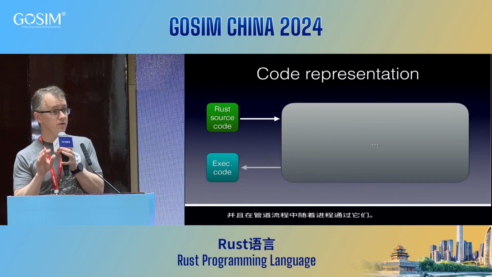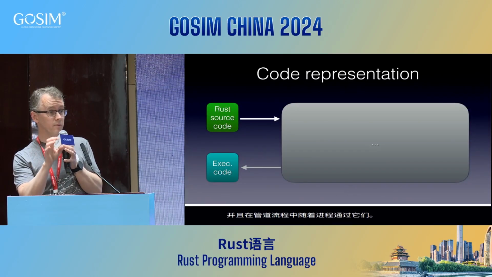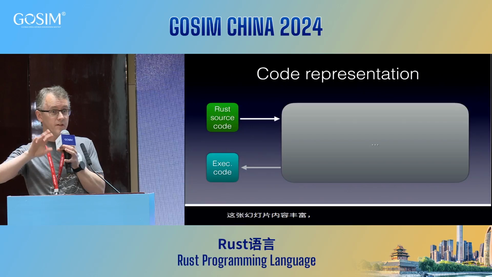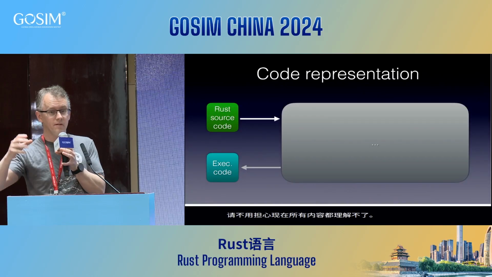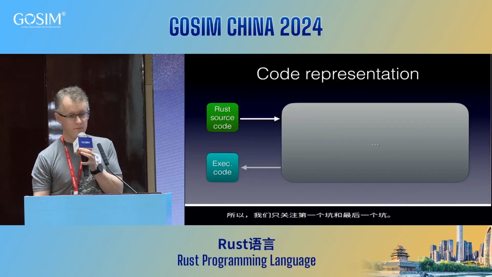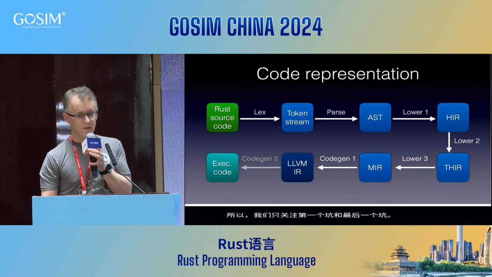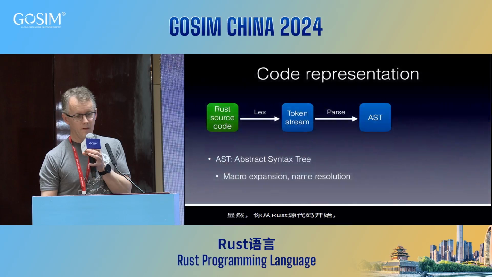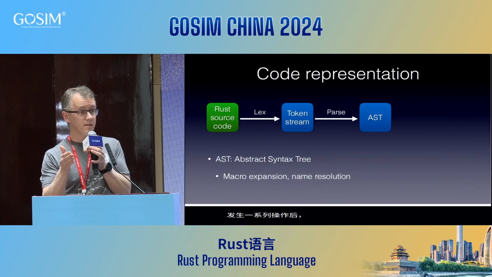So let's just focus on the first bit and the last bit. Obviously, you start with Rust source code, it goes into the compiler, a bunch of stuff happens, and then you end up with executable code. So those first steps are lexing and parsing, which I already mentioned.